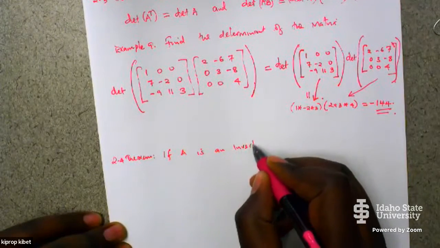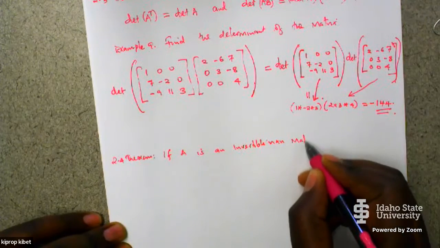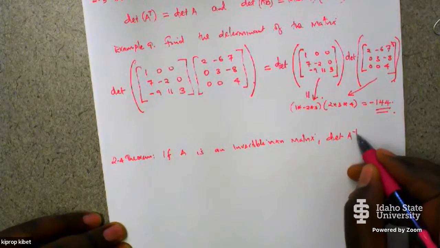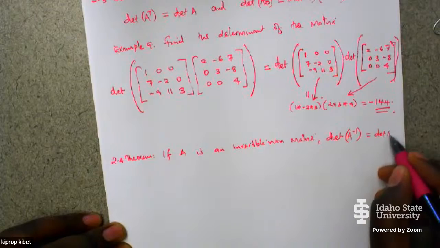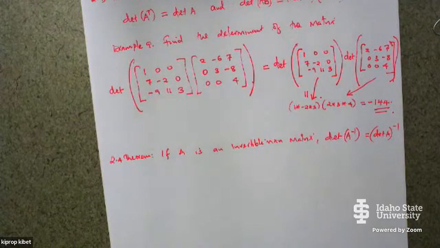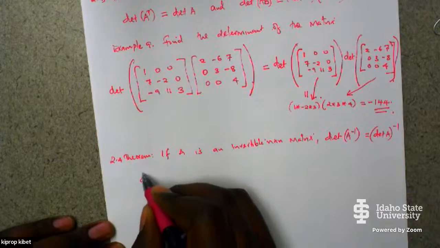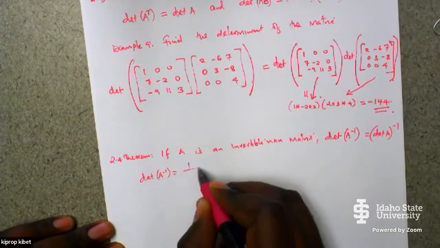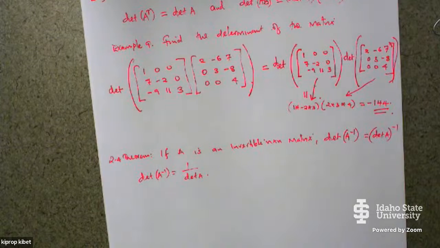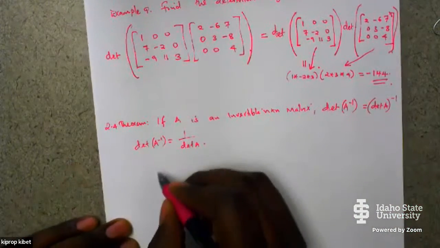Now, if A is an invertible n by n matrix, then the determinant of A inverse is equal to 1 over the determinant of A. So how can we prove this? Let's prove.